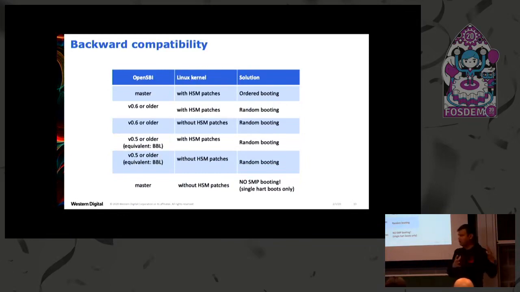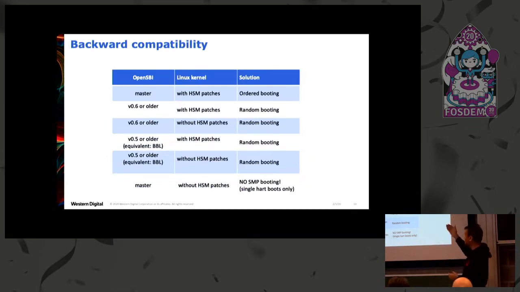Because now you have older software running, doing random booting with all the bootloaders actually trying to do the lottery thing. And with the newer software, it's not anymore, we do not want them to do it. So this is the backward compatibility table. If you are using OpenSBI or Linux kernel master, you're good. You will obviously get the ordered booting.